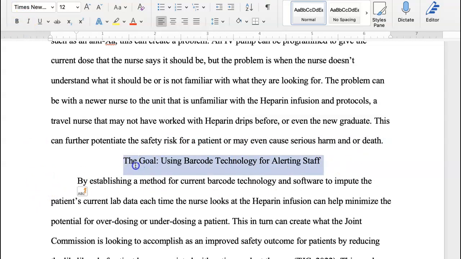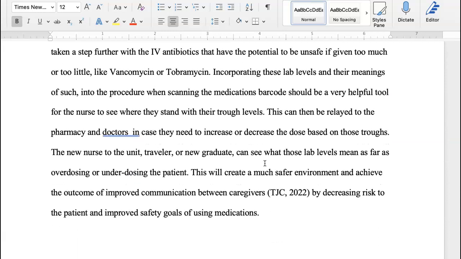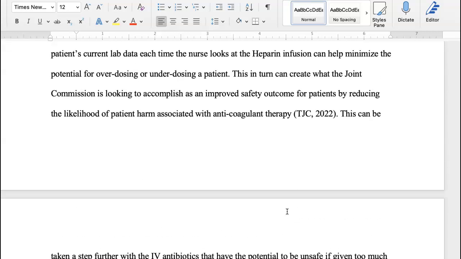You're going to have a barcode technology that alerts the staff, or maybe Epic, heaven forbid, would alert staff in some capacity. So you're saying here, this is the goal, by establishing a method for a current barcode technology to pull that information in, then it can help not overdose or underdose a patient. So that's what your goal is. And then at the end, you just want to say, you want to have clinical problems clearly identified, which you did, and directly related to information systems or technology, which it is. The significance, it is very significant because it can lead to death or harm.